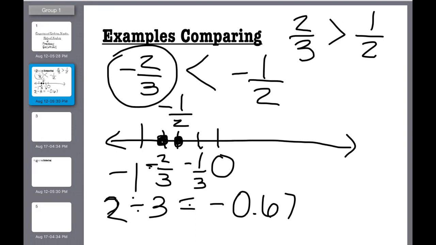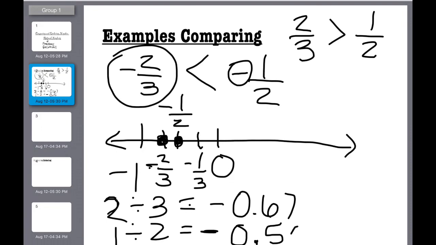And then we can change 1/2 by doing 1 divided by 2 in our calculators. And remember, if the fraction is negative, the decimal is also going to be negative. And so that becomes -0.5. And you might want to go ahead and put a 0 just so you have the same number of decimal places. It makes it a little bit easier to compare.